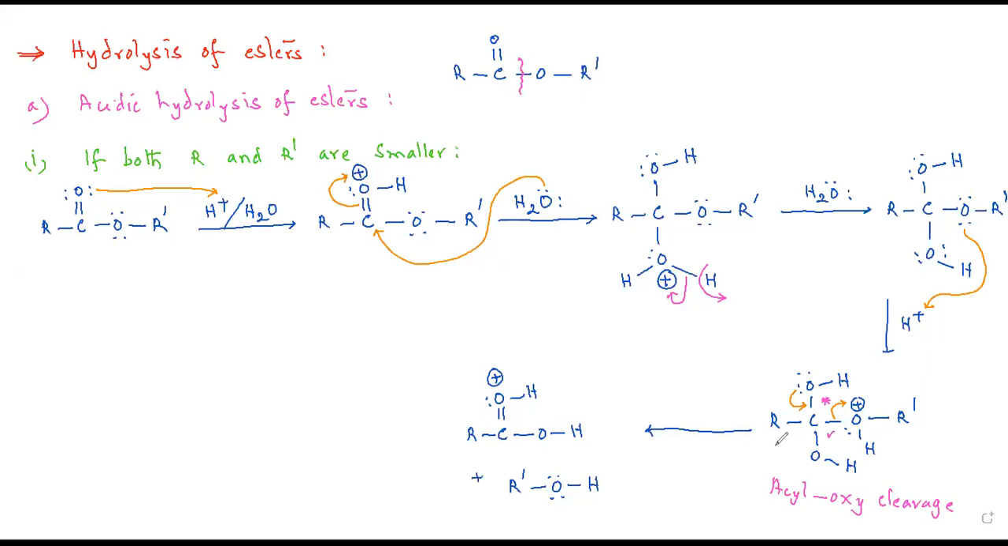Look at this area. Between the acyl group and the oxy is an atom. So we call it acyl oxy cleavage. So very important is when both R and R dash are smaller, the cleavage that happens is acyl oxy cleavage.